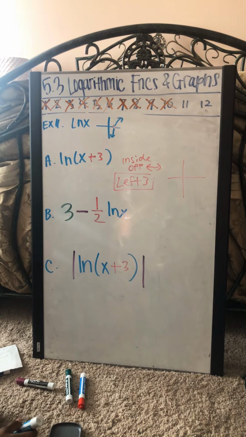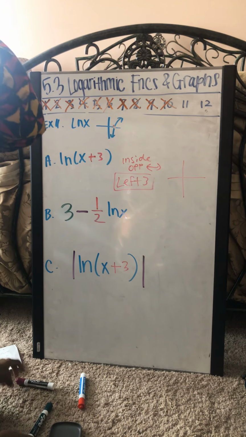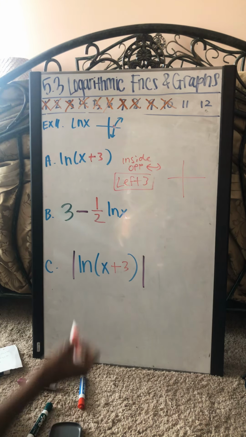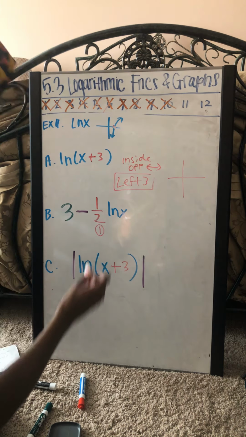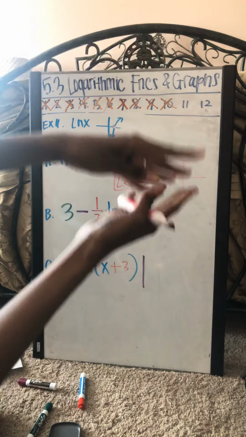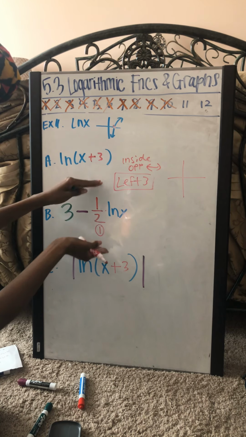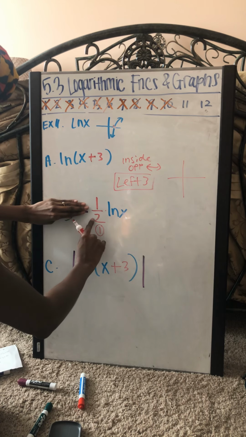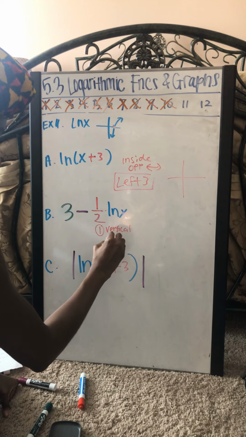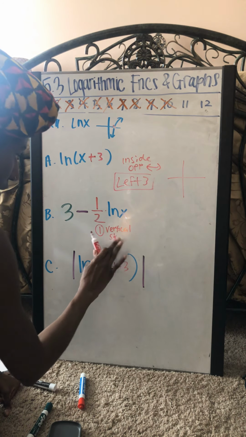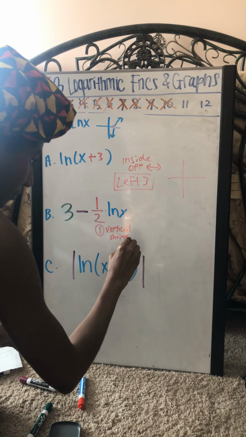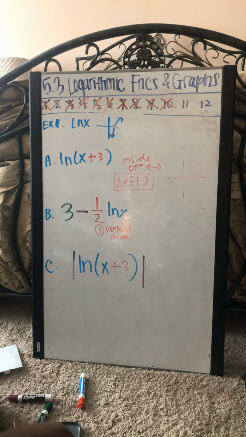Okay, and then for B, let's talk about our differences. If we go from the closest to the furthest away, we'll start with this red one. So this 1/2 is connected by multiplication. It's on the outside, so we think height, right? So it has gotten twice as small. Instead of having ln x, we have half of ln x. So this is going to be a vertical shrink, okay?